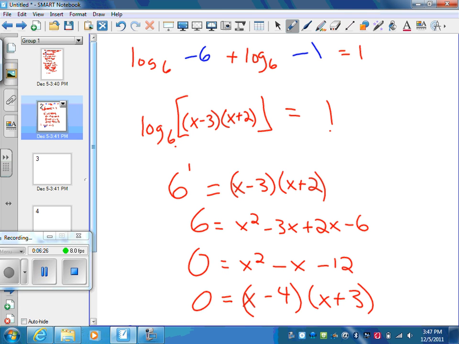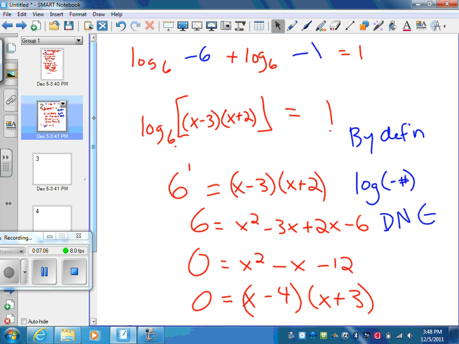6 to the power of what gives me negative 6? Absolutely nothing. There's no such thing as a negative logarithm. So by definition, no log of a negative number, let's write it that way. Log of a negative number does not exist.